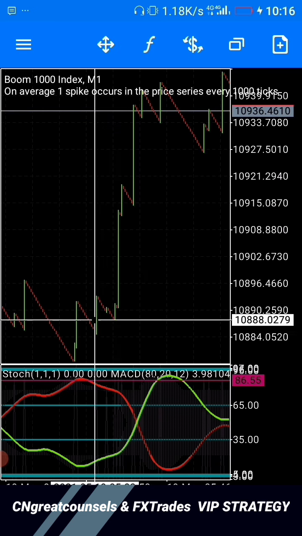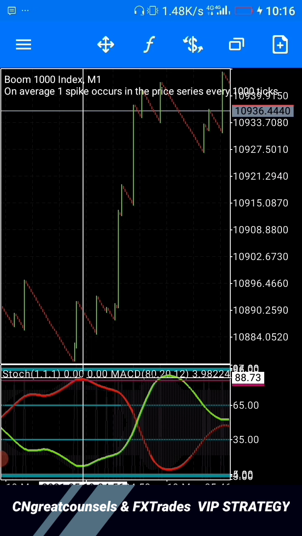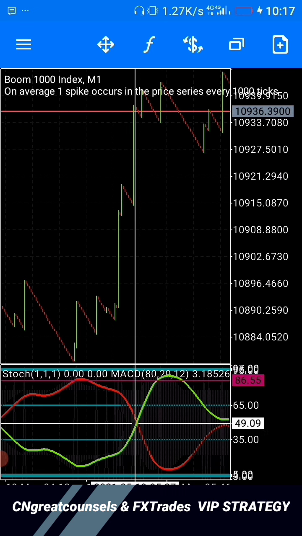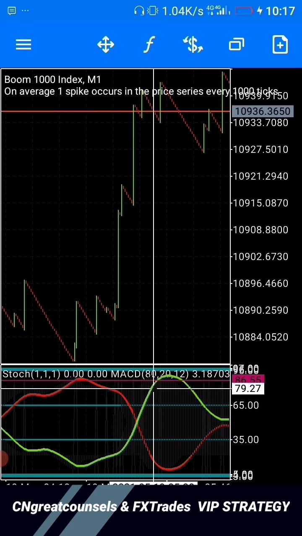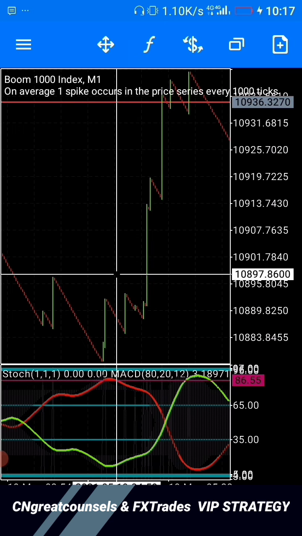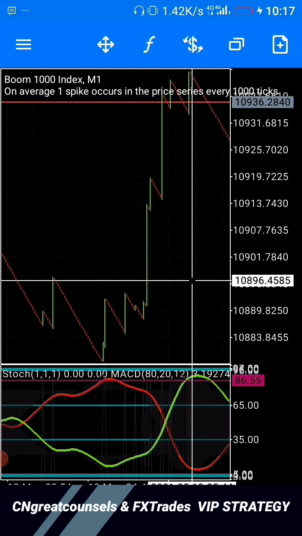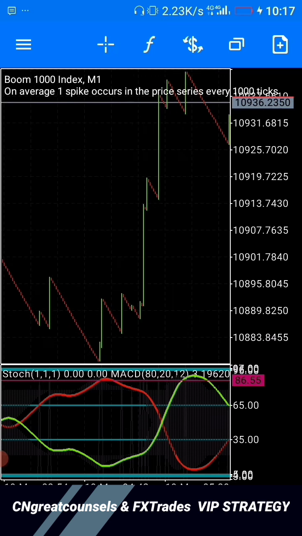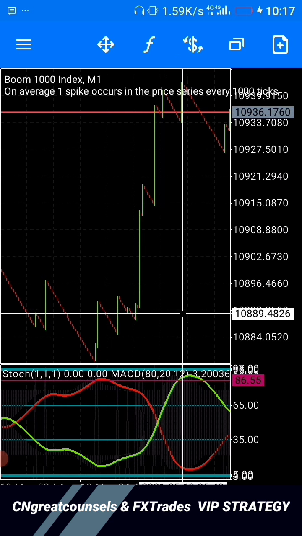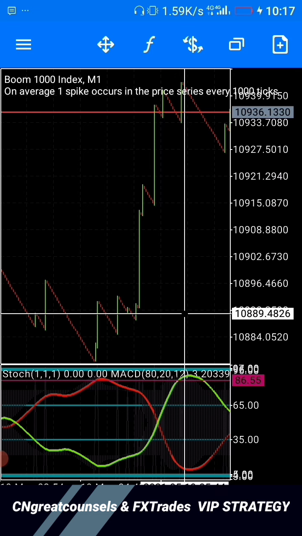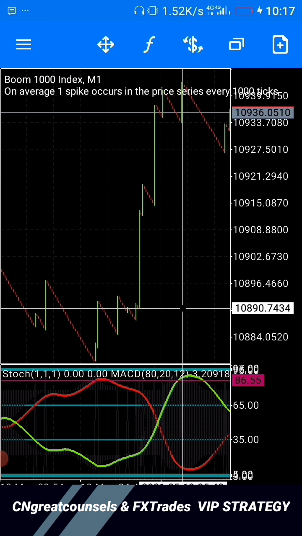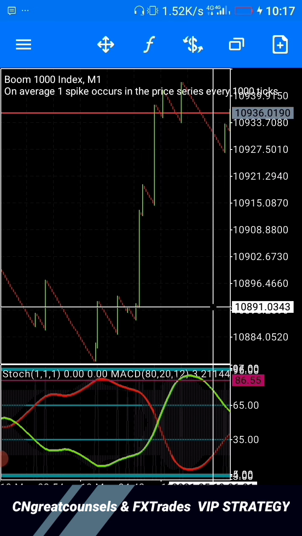Now we are considering the previous loop made by the red on Boom. I place my horizontal line right above it, and then I wait for the green loop to come up and cut it. Look at the point where it cut. Let's move to the dollar position. Now look at where it cuts it, and it appears up. You place your trade and take your 10 to 15 candlesticks before the spike. So look at where it cuts it, and then you are taking your 15 candlesticks.